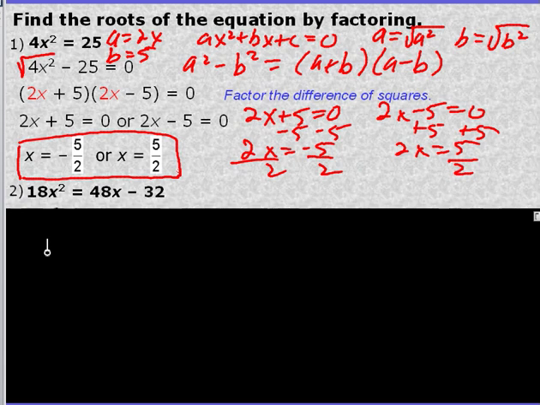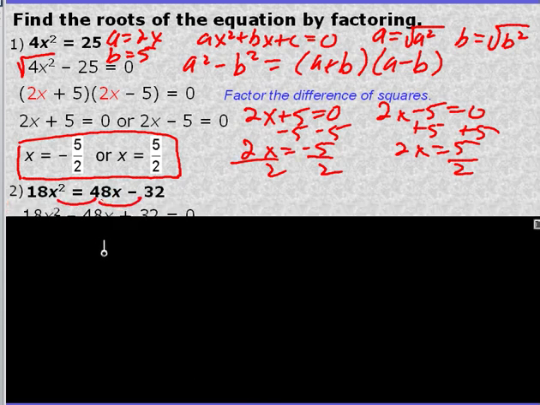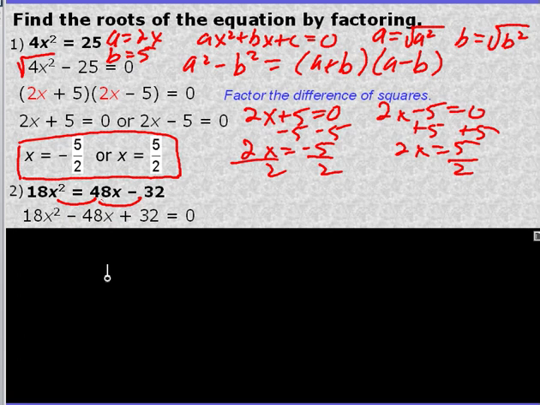Okay, another example. X squared equals 48x minus 32. Again, want to put it in standard form. I could move this over there, but you want to have the a be positive if possible. So in this case, instead of moving 18x squared to the other side, I'm going to move these two over to this side. So I'm going to subtract 48x and add 32.